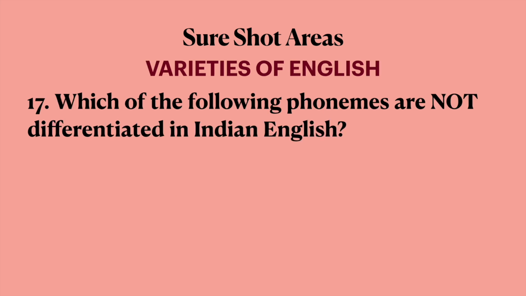Now, question 16 from varieties of English. Indian English, American English, Australian English. I think it's very interesting, right? Every area has a different pronunciation, different words. Okay, and there are quarrels about which is the best English, which is the right English. That's right. And the question is, which of the following phonemes are not differentiated in Indian English? Guys, you can expect questions from Indian English. Options: were and were.